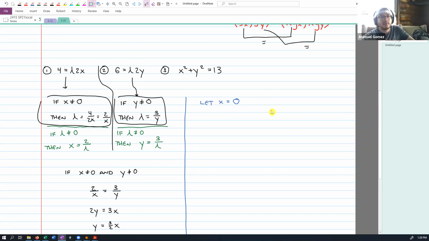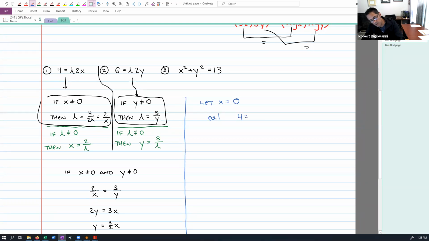Equation 1. Equation 1 won't hold. Look at equation 1. Equation 1 then becomes 4 equals lambda times 2 times 0, right? And that means that 4 is equal to 0, which isn't true. So I can't let X be 0 or else equation 1 isn't going to be true, right? Similarly, if I let Y be 0, we're going to run the same problem, aren't we? But with equation 2 this time. Equation 2 will give us that 6 equals 0, and that's not true. Understand?